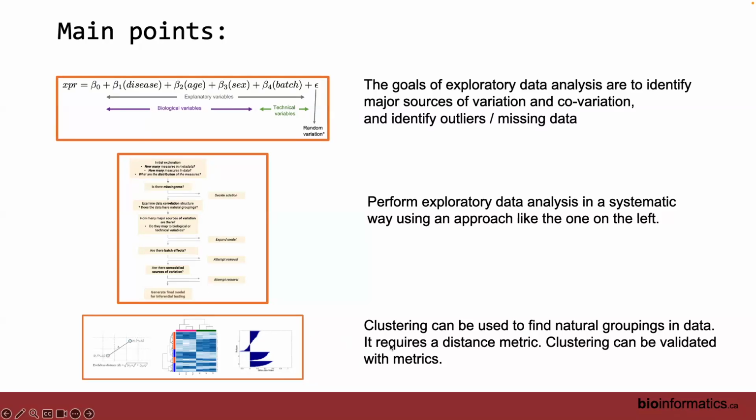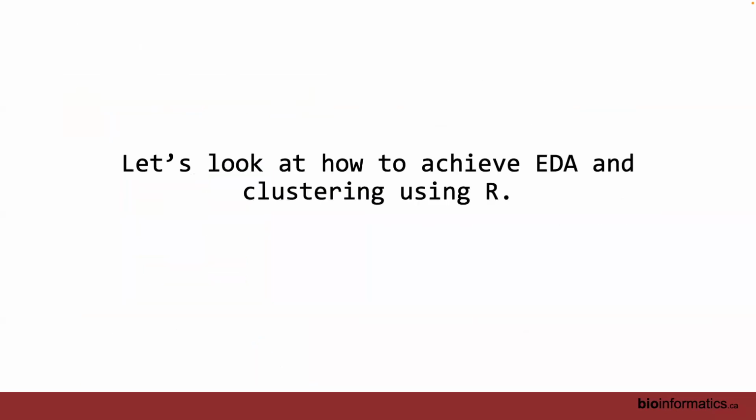Finally, we talked about clustering. It can be used to find natural groupings in your data. At the heart of clustering, if you want to group things, you have to quantify how dissimilar they are using a distance metric, okay? And then how do you know how many clusters are in your data? There are metrics that determine how good your clustering is, how tight things are. A tight set of clustering will mean that things in a cluster are closer to that cluster than things in other clusters. There's a bunch of metrics for it. There are packages for it, okay? So now we are going to look at how to achieve exploratory data analysis and clustering using R.